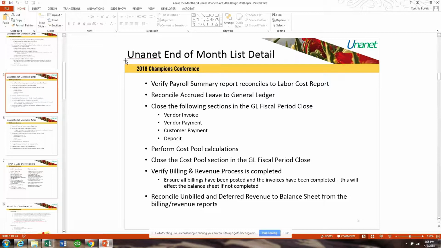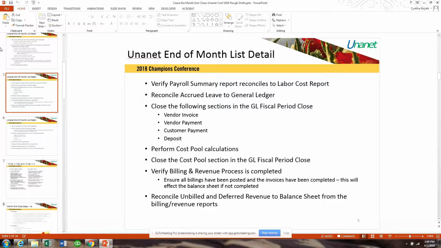You have to reconcile your accrued leave to your general ledger, because Uninet's not going to post your PTO time for you, or your vacation time, or sick leave time, or whatever it is that your company calls it. So you're going to have to make that journal entry, and then you're going to make sure after you make that journal entry that your accrued leave account reconciles to your accrued leave report. Then Uninet says go ahead and close the GL fiscal period close sections of vendor invoicing, vendor payments, customer payments, and deposits at this point. Then run your cost pool calculation. Then you can close your cost pool calculation.